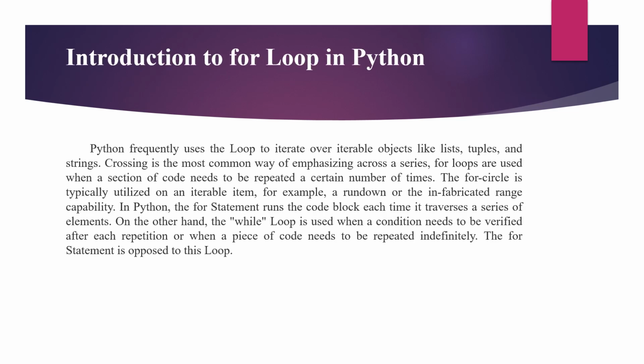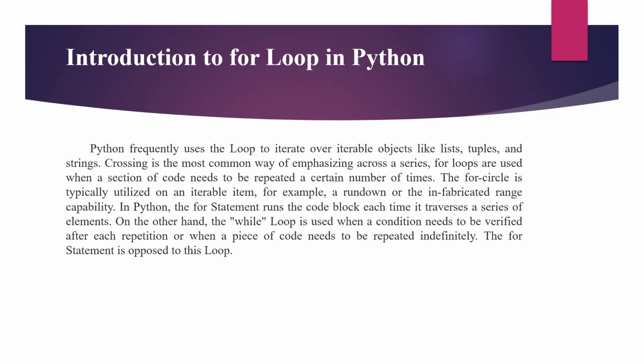Introduction to for loop in Python. Python frequently uses the for loop to iterate over iterable objects like lists, tuples, and strings. Traversing is the most common way of iterating over a sequence. For loops are used when a section of code needs to be repeated a certain number of times. The for loop is typically used on an iterable item, for example, a list or the built-in range function. In Python, the for statement runs the code block each time it traverses a series of elements.